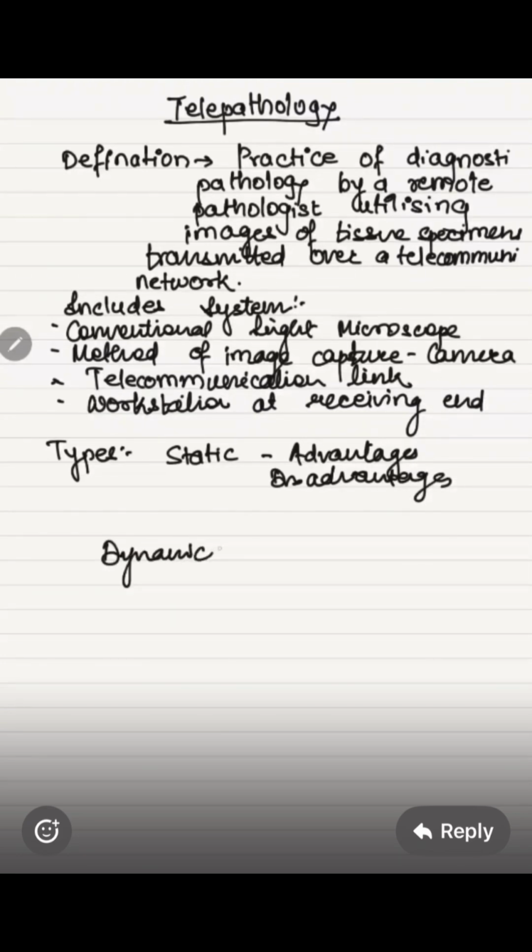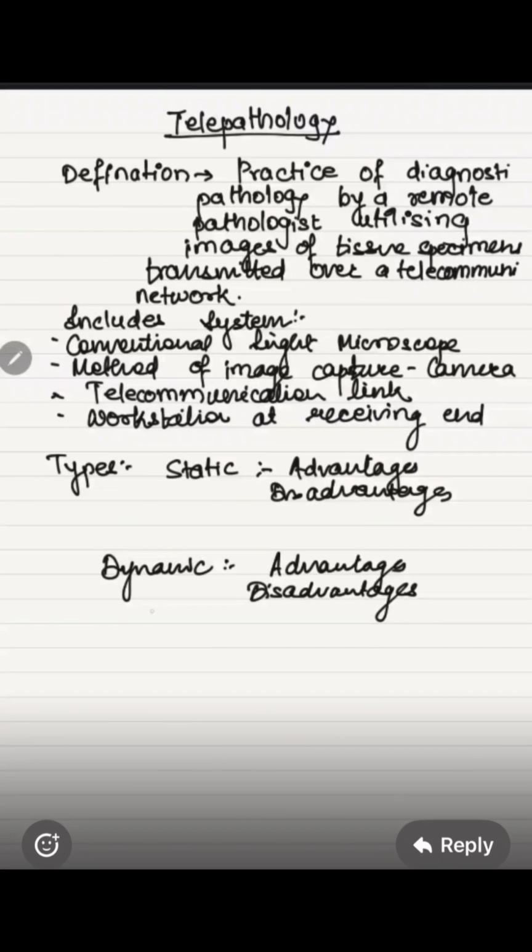First is static, which is called forward and forward passive telepathology. In this, the images are captured and stored and then transmitted over the internet. Okay, the disadvantage is having sender's bias in the selection of the transmitted image. Then second is dynamic, which is called robotic interactive telepathology.